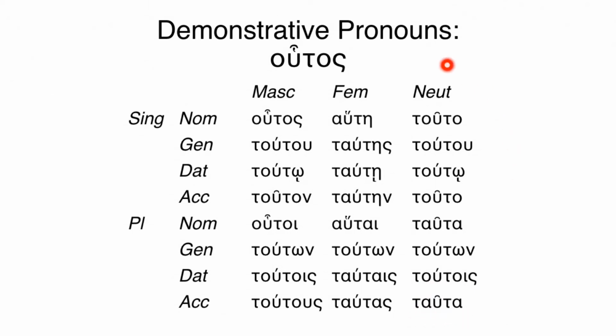So these are the forms for the demonstrative pronoun houtos, meaning this or these. They are not too difficult to learn, but you do need to watch out for a couple of irregularities. Now we come to the demonstrative pronoun ἐκεῖνος. Remember that that means that or those. And these forms are a little more straightforward.